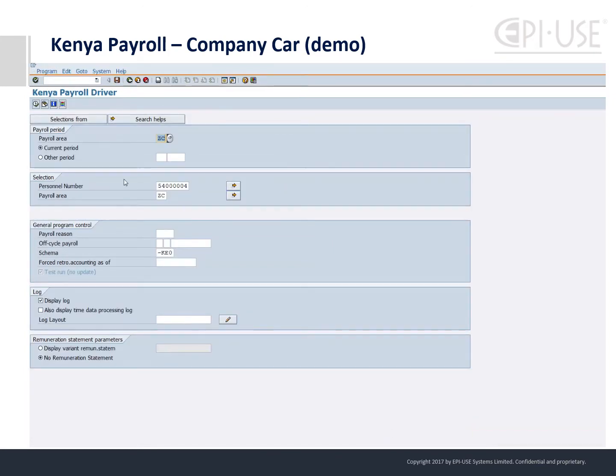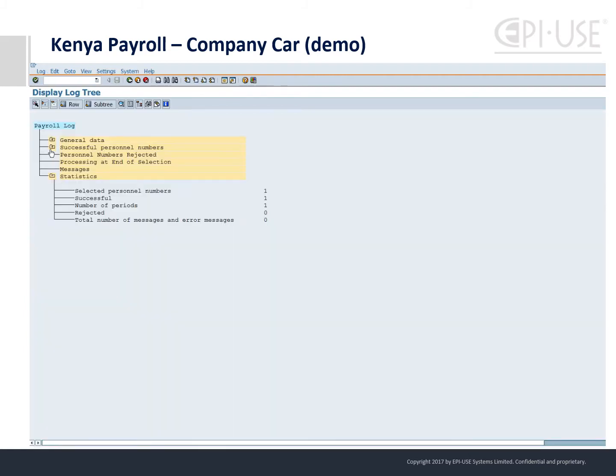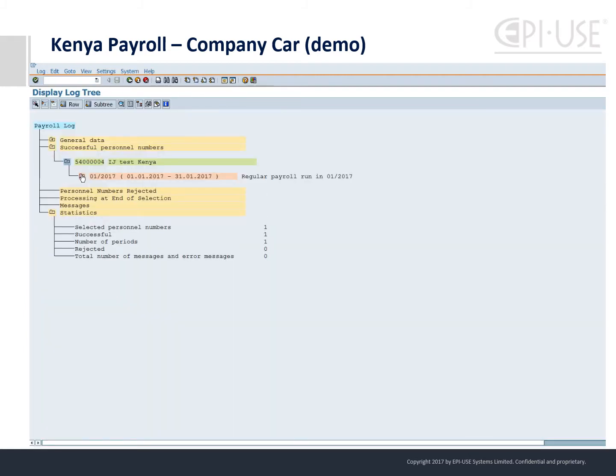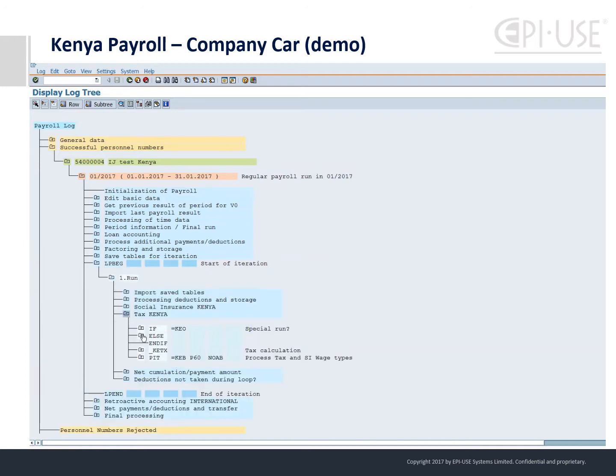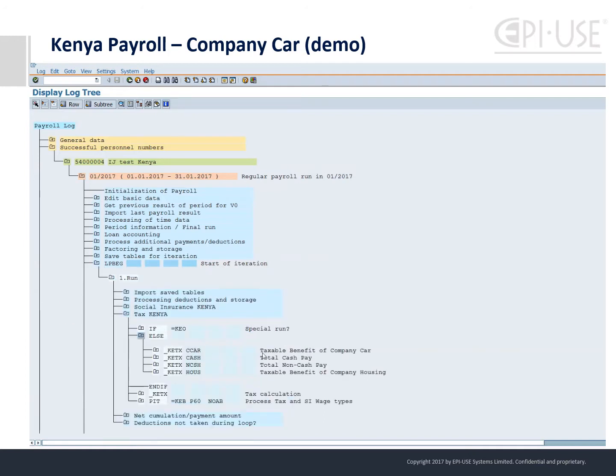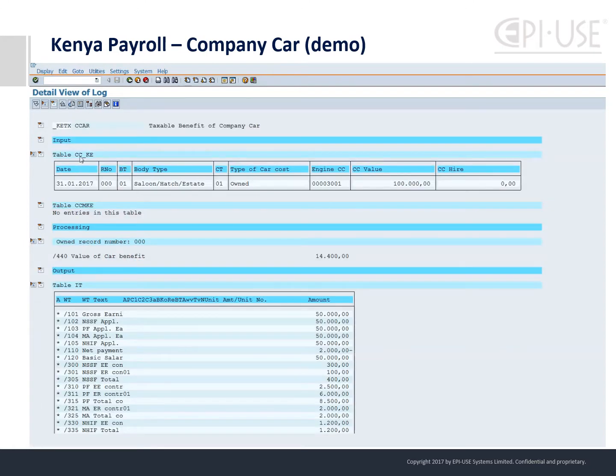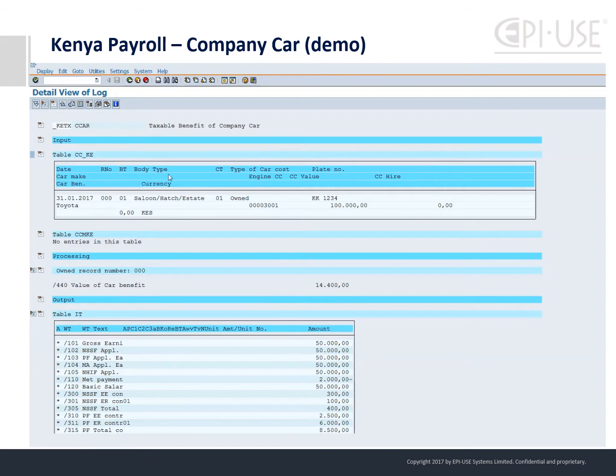If you want to run a payroll now for this employee, we can also go into the log, down to the section for tax, and there we will find an option for the benefit of company car. If we double click, we will see the information from the info type is stored in this internal table.